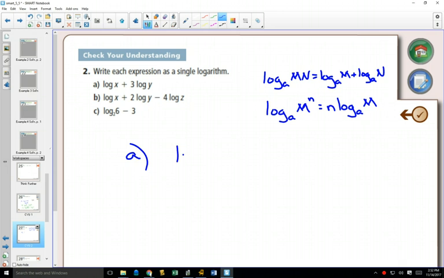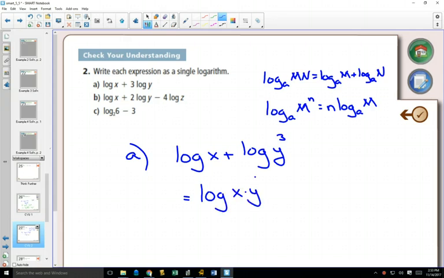That 3, I could take as a first step, I could put that 3 inside as an exponent and use this second log law that says if I have a number in front, that number can become an exponent. And now I have a single log plus a single log. And so now I can say these can be multiplied. And we've written it as a single log.